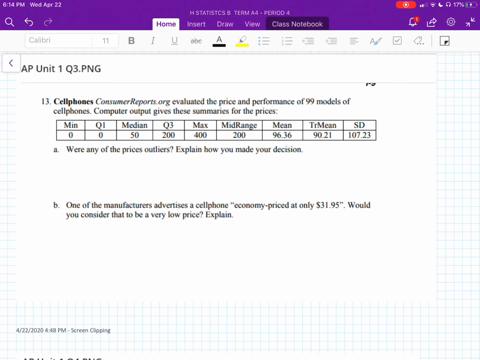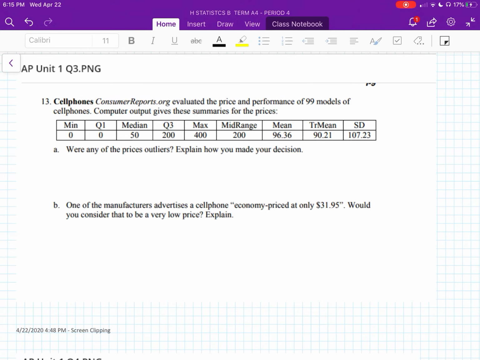Okay, question 13, all about cell phones. And if we look here, we've been given a familiar table of summary statistics. We've been given the minimum number of cell phones sold out of 99 models, the minimum price and performance for 99 models of cell phones. And they're giving the summary for the prices here.